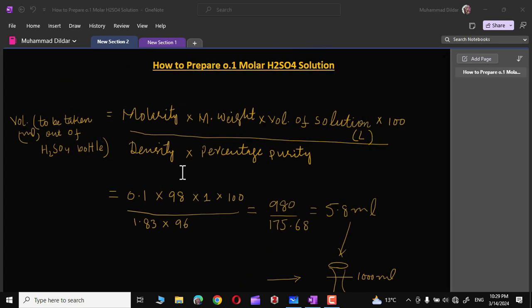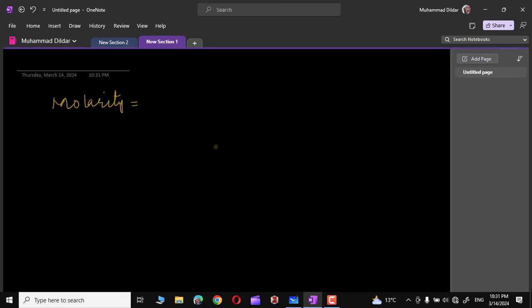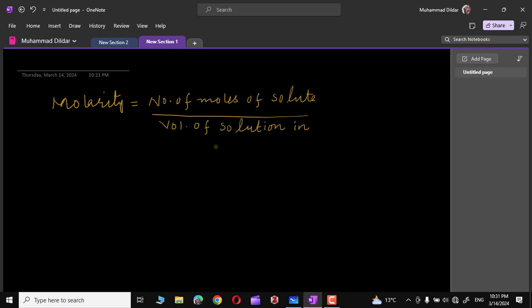because normally you won't find this particular equation in chemical literature. Now let me show you how we can derive this equation. Molarity can be defined as the number of moles of solute dissolved in 1 liter of solution. Number of moles of solute divided by volume of solution in dm cube or liter. Let's say it's our first equation.